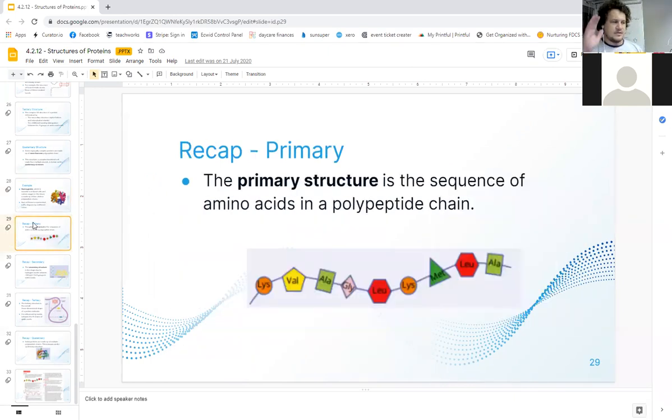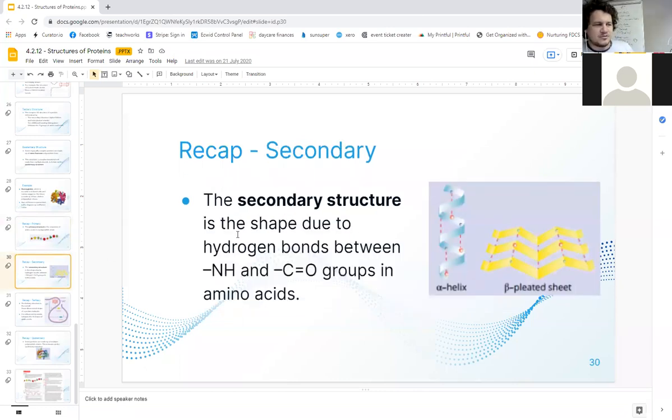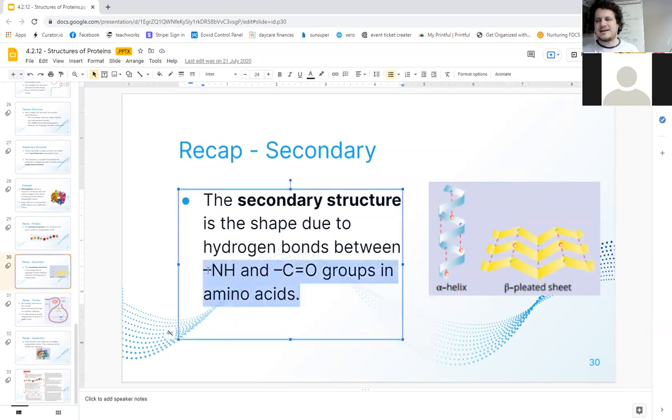Okay, so primary structure is the sequence of amino acids in the polypeptide chain. Secondary structure is the alpha helices and the beta pleated sheets. And that's caused by the hydrogen bonding between the NH group and the CO group of the carboxylic acid and the amine.